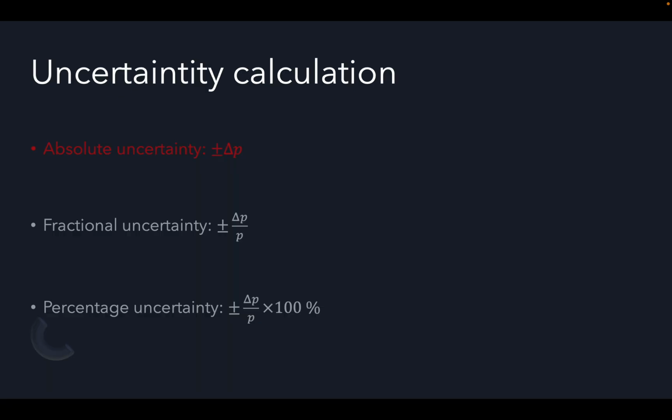Uncertainty calculation. There are three types of uncertainties, which are absolute, fractional, and percentage uncertainty. Absolute uncertainty can be written as plus or minus delta p, and fractional uncertainty can be written as plus or minus delta p over p, and percentage uncertainty would be plus or minus delta p over p times 100%.